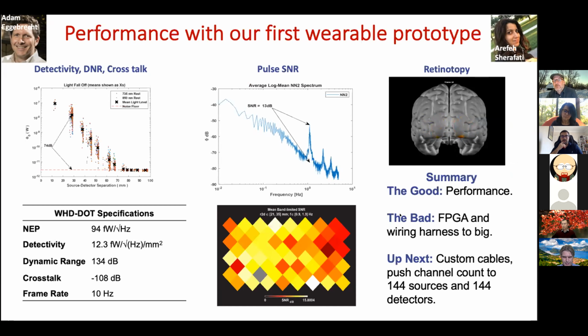So, what we think is good is the performance is matching the milestones that we were aiming for. The bad is that we still need to work on the FPGA, making those boards custom and custom cables. So that's kind of like what's up next, along with building the channel count out to 144 sources and 144 detectors.